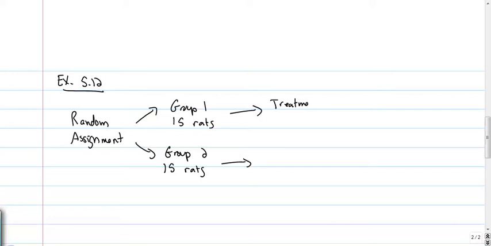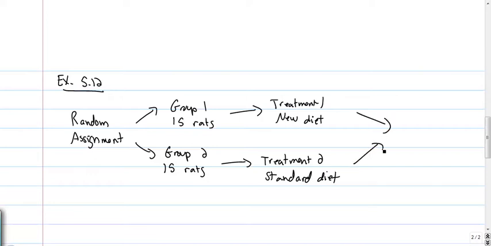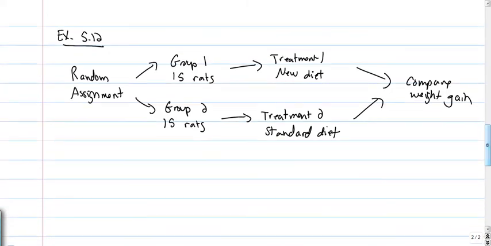We'll say that treatment 1 is the new diet, and we'll say that treatment 2 is the standard diet. And then in the end, our comparison is that we're comparing the weight gain among all these rats to determine whether or not this new diet is helpful or if it's no different than the standard diet.